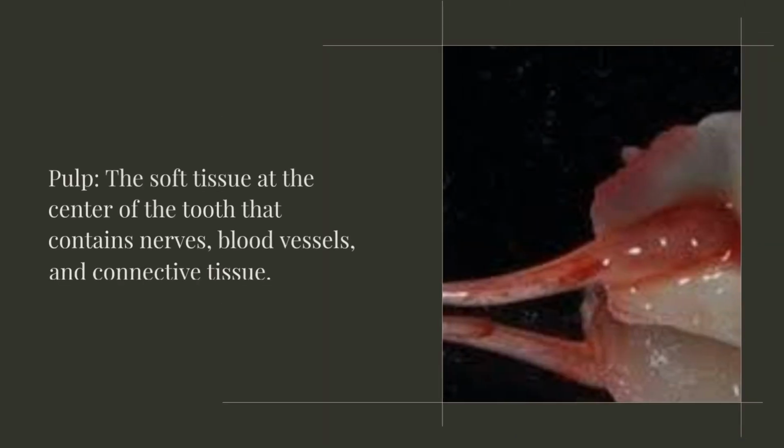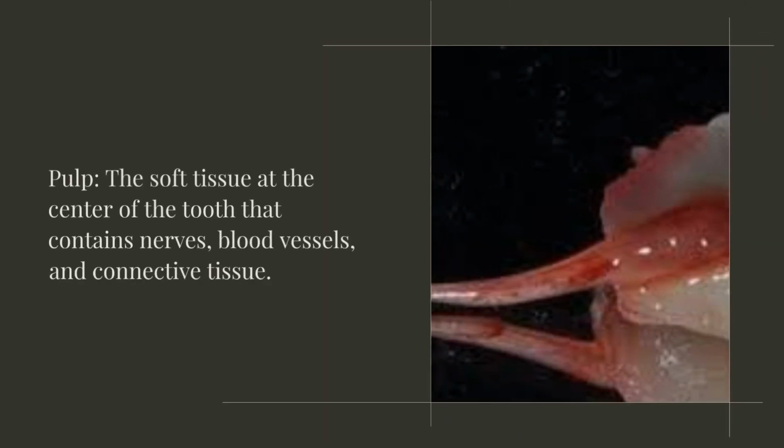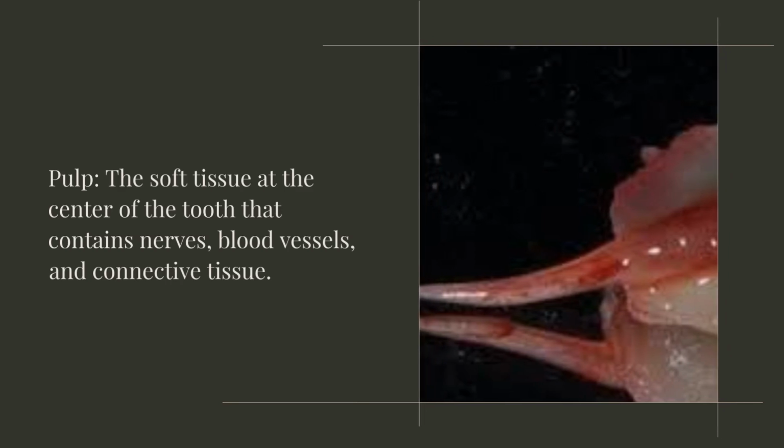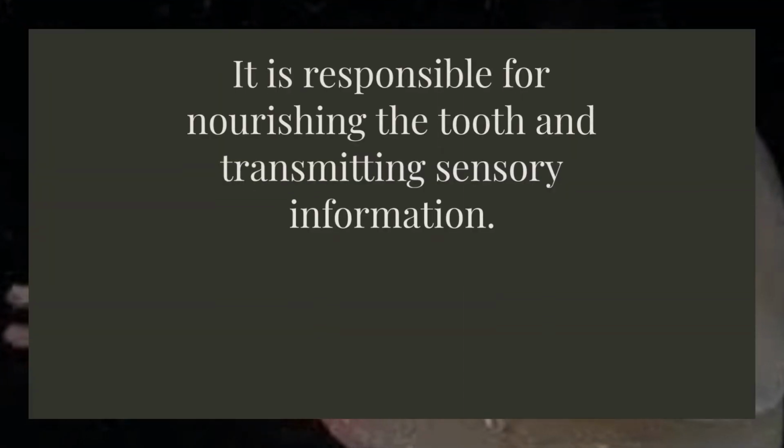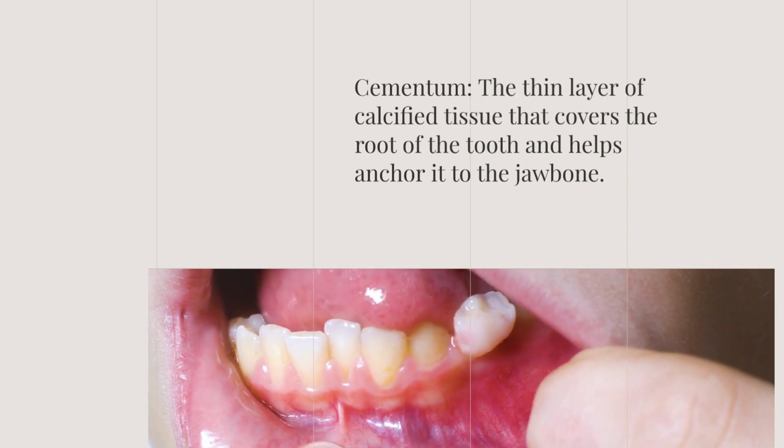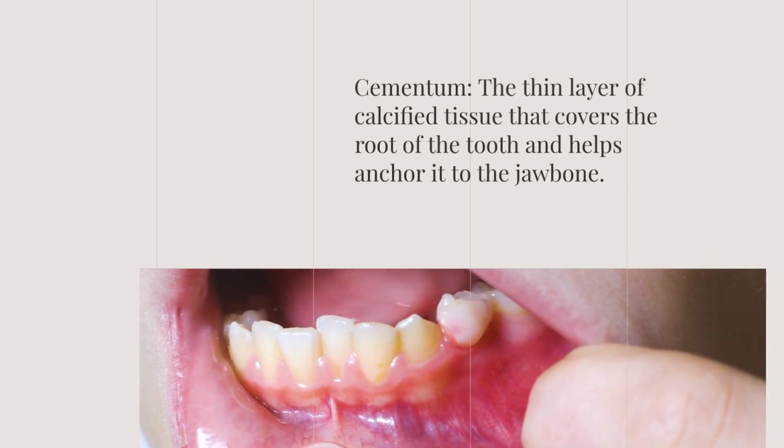Pulp, the soft tissue at the center of the tooth that contains nerves, blood vessels, and connective tissue. It is responsible for nourishing the tooth and transmitting sensory information. Cementum, the thin layer of calcified tissue that covers the root of the tooth and helps anchor it to the jawbone.